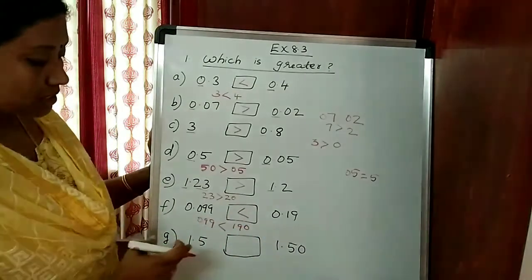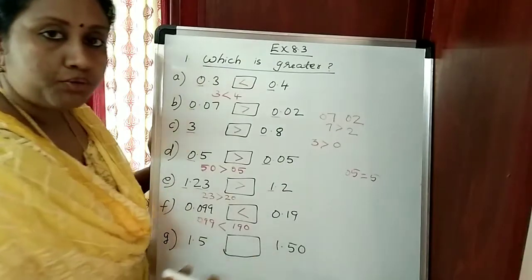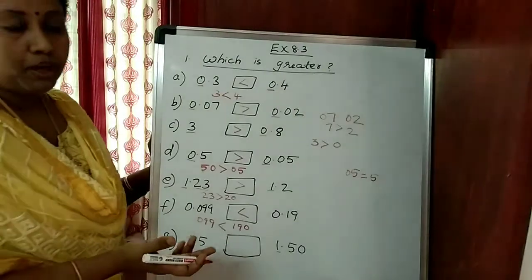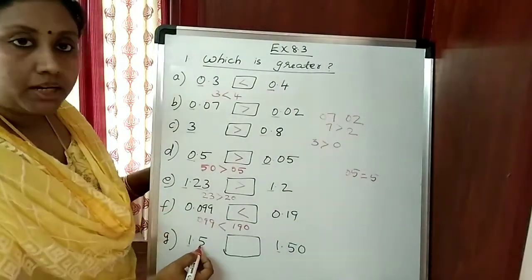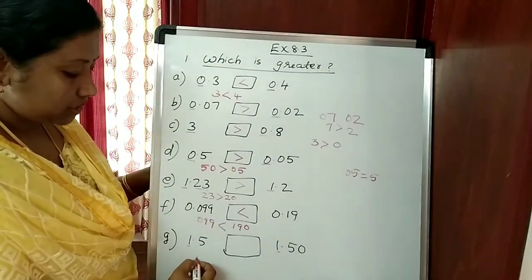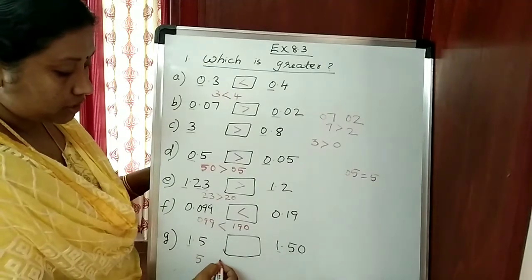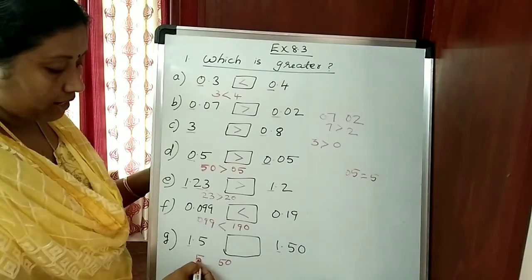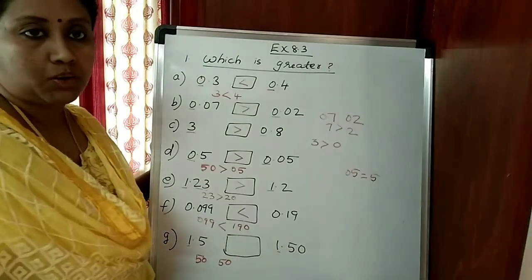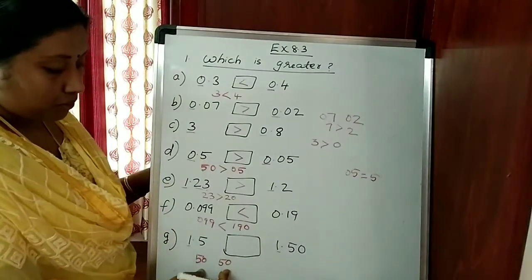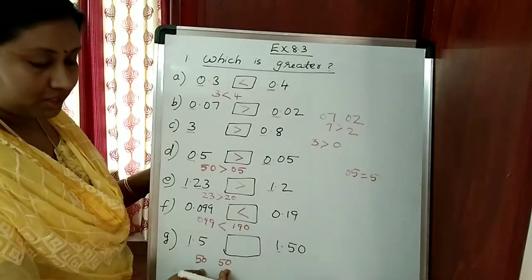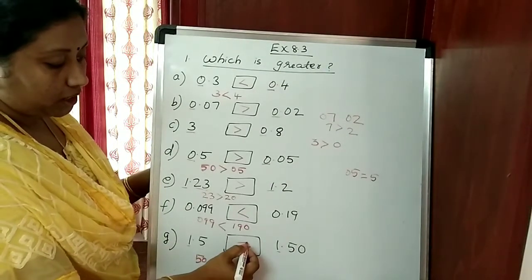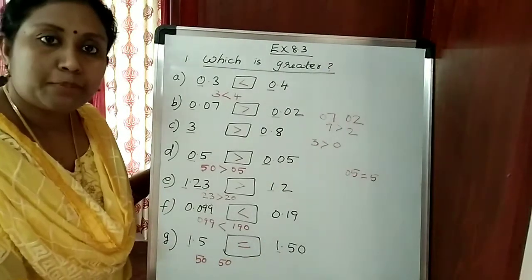Then your next one is 1.5 and 1.50. Here also the whole number part both are same. Then decimal part, here is only 1 digit. Here 2 digits are there, 50. So you convert this also into like decimals. So here you simply put 1 0 on the right side. Then now you look, both are same, isn't it? 50, here also 50. So which is the symbol? Here both are equal. So you put the equal symbol. Okay.